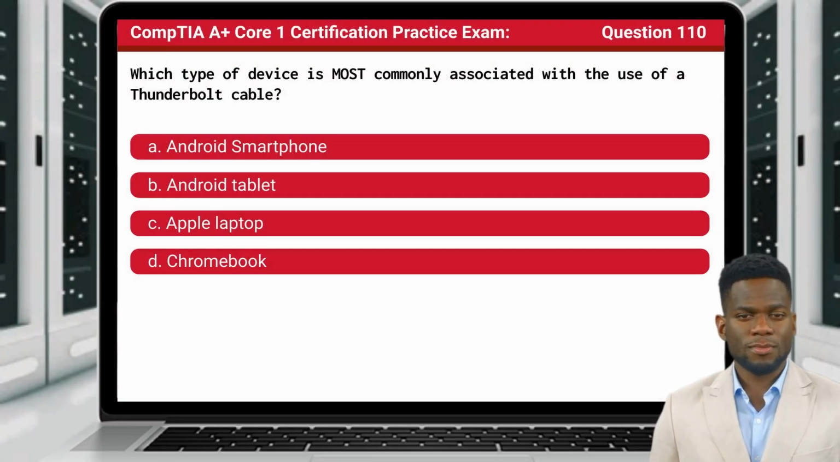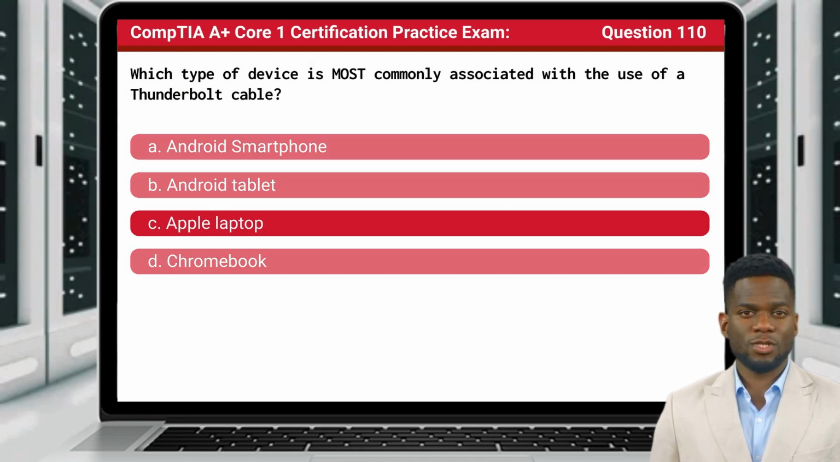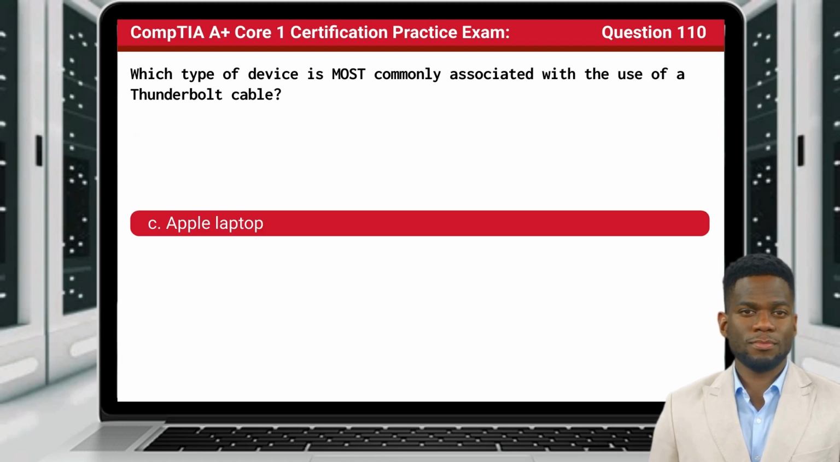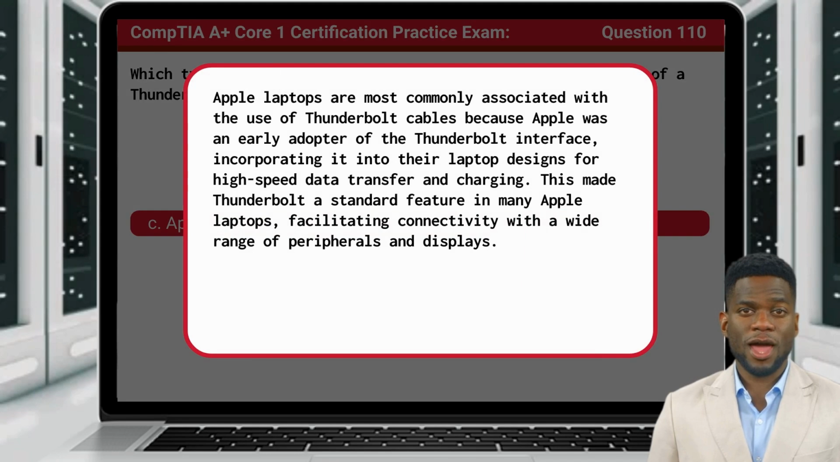Question 110. Which type of device is most commonly associated with the use of a Thunderbolt cable? The answer is C. Apple laptop. Apple laptops are most commonly associated with the use of Thunderbolt cables because Apple was an early adopter of the Thunderbolt interface, incorporating it into their laptop designs for high-speed data transfer and charging. This made Thunderbolt a standard feature in many Apple laptops, facilitating connectivity with a wide range of peripherals and displays.